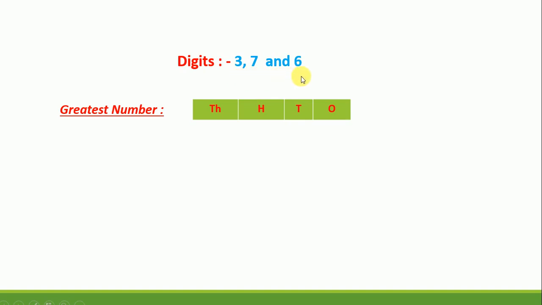Identify which is the greatest digit among these 3 numbers, 3, 7, 6. Yes, 7 is the greatest digit, right? So the 7 we will repeat twice. The 7 we will write in the thousands place, and the 7 we will write in the hundreds place also. Now we have 2 more digits with us.